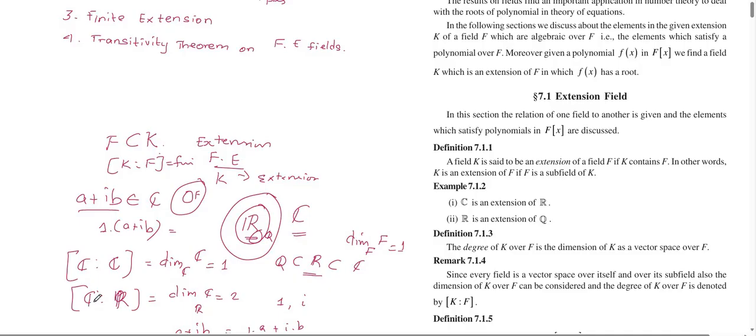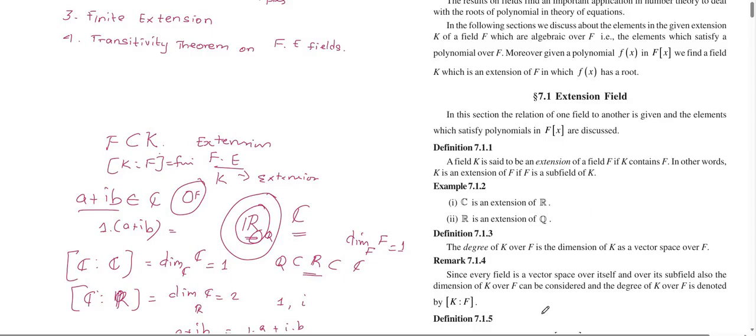When you consider C as a vector space over R, 1 and i will generate it. So the dimension of C over R is 2. First, we had only the definition of extension. So C is an extension of R because R is contained in C, and R is an extension of Q because Q is contained in R. So this is just for extension.